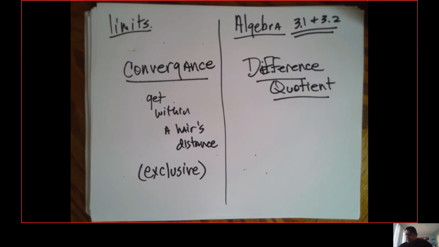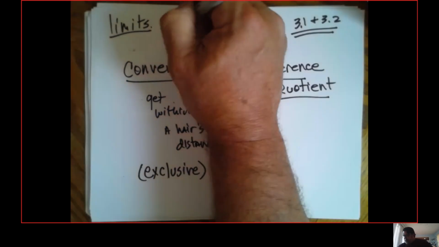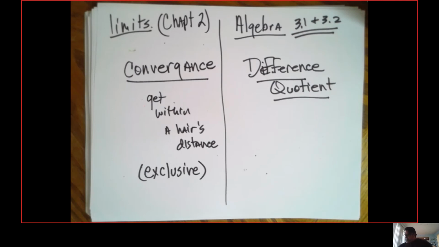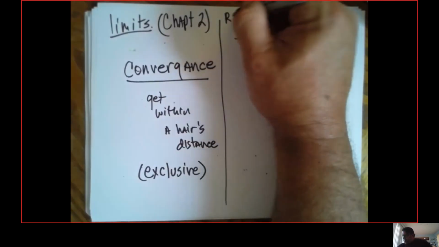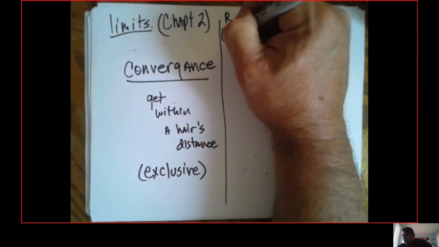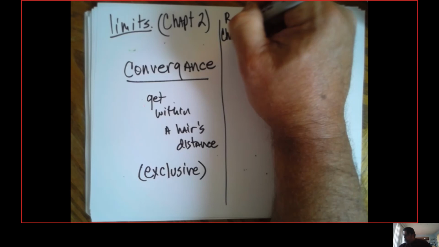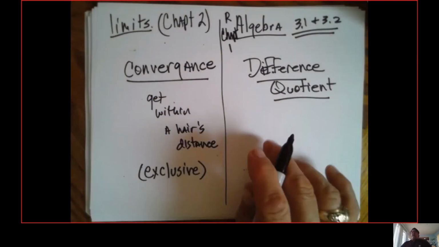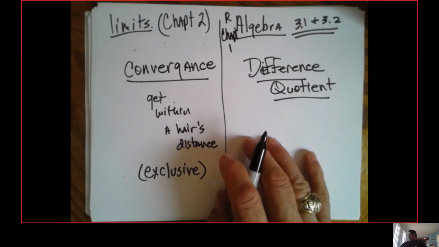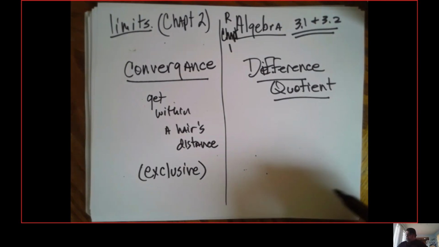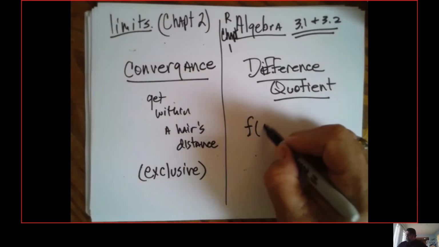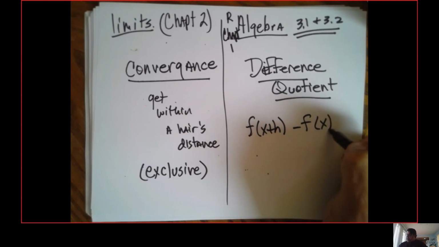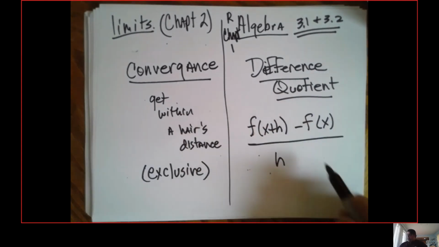What this is basically Chapter 2. Okay? This is your review and Chapter 1. Okay? Chapter 3 is when we actually get into calculus. Okay? So the difference quotient is f of x plus h minus f of x over h. And that's your algebra that you learned.